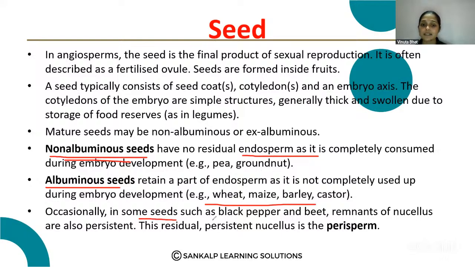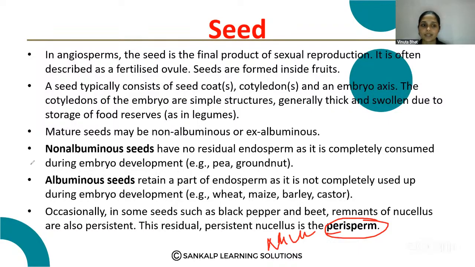In some seeds such as black pepper and beet, remnants of the nucellus are also present. Nucellus is also present, which develops into perisperm. Nucellus develops into perisperm.